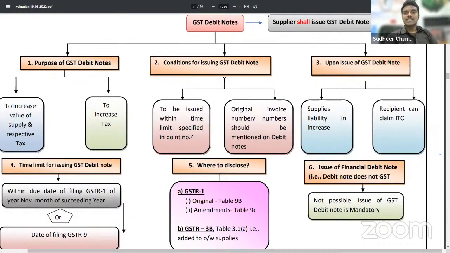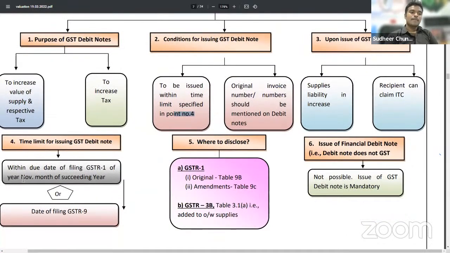Here, if you see, the GST debit note should be issued before the time limit specified in point number 4. What is the time limit? Before November of the succeeding year, same as for a credit note. Before November of the succeeding year, or the due date of filing GSTR 9, whichever is earlier. Okay. So coming to the next thing.